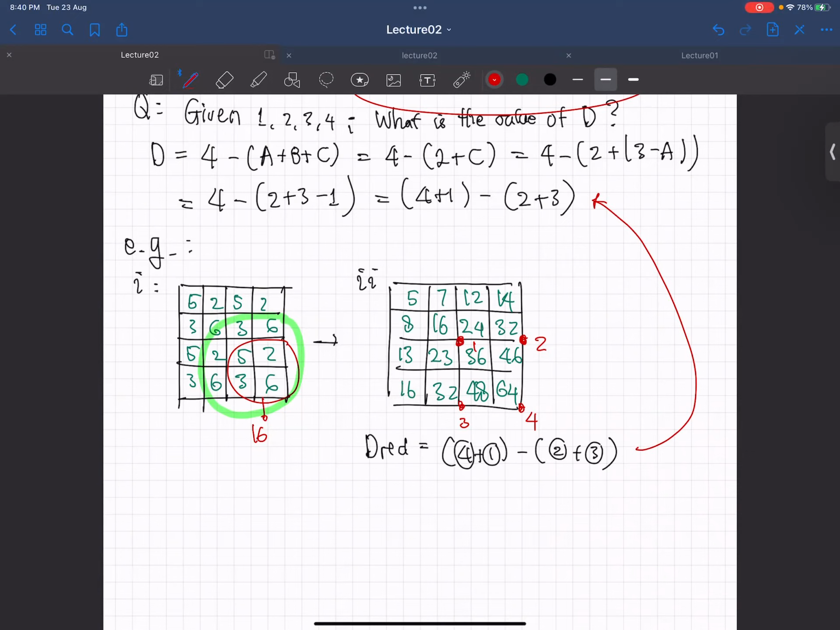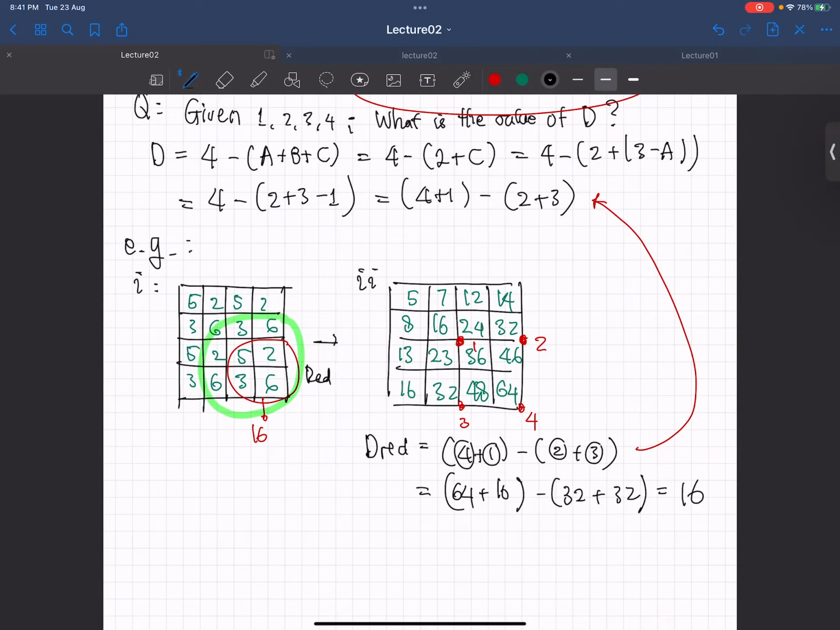That's block D. And this 4 is what? 64. And 1 here is 16. Minus 2 is 32. Plus 3 is what? 32. Equals to what? 16. How many numbers do you involve in the computation? 4 numbers. If you use integral image, it is only 4 numbers. That's for the red block there.